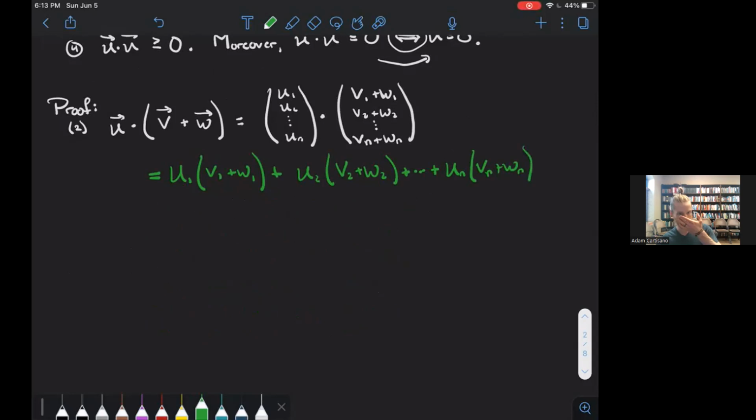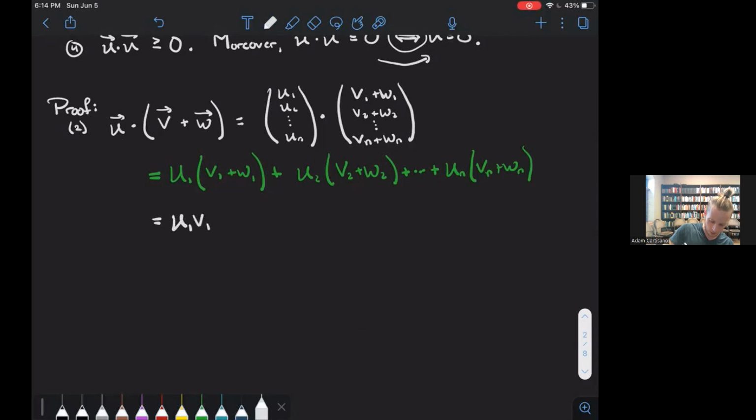Now, just like in the last video when we were doing a proof, we have a statement about the behavior of vectors, okay? And our goal was to port that over to a statement about real numbers. And here we have a statement about real numbers. We can rewrite this by the distributive property of the real numbers.